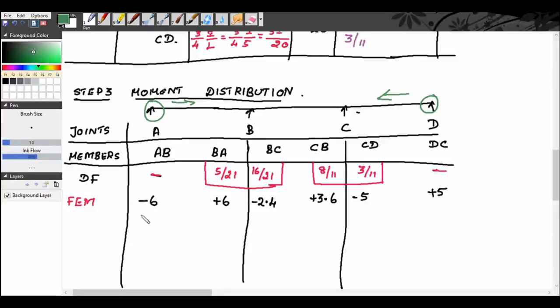You are releasing the joints A and D. Since the joints A and D are hinged, you are releasing the moment at A, because at A the moment will be equal to 0. So you are releasing A and giving it to B; half will be carried over to B. So release A and D and carry over to B and C. So how will we release the moment at A?